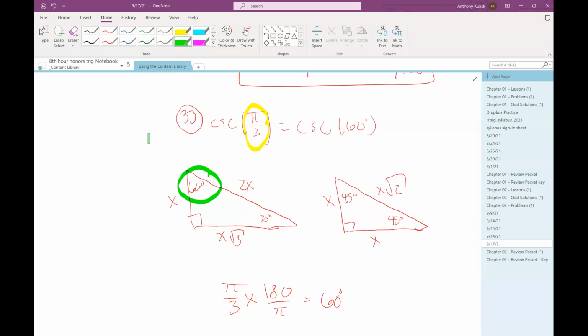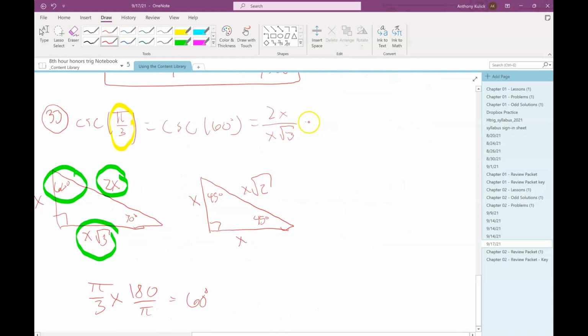Cosecant, I remember, is the reciprocal of sine. Sine was opposite over hypotenuse. So cosecant is going to be hypotenuse over opposite. The x's reduce out of there. And then we rationalize our denominator. And I have 2 root 3 over 3.